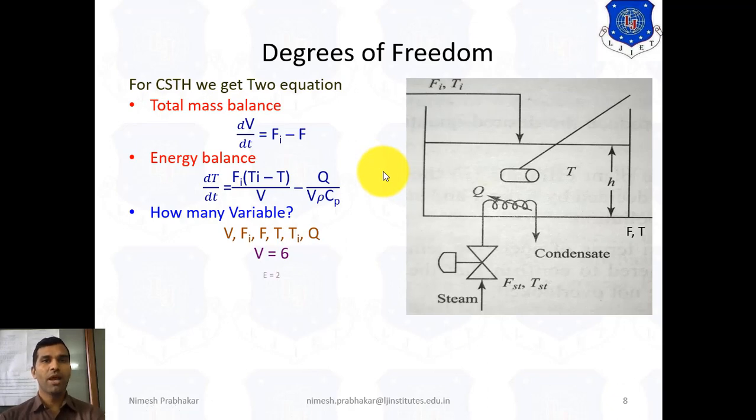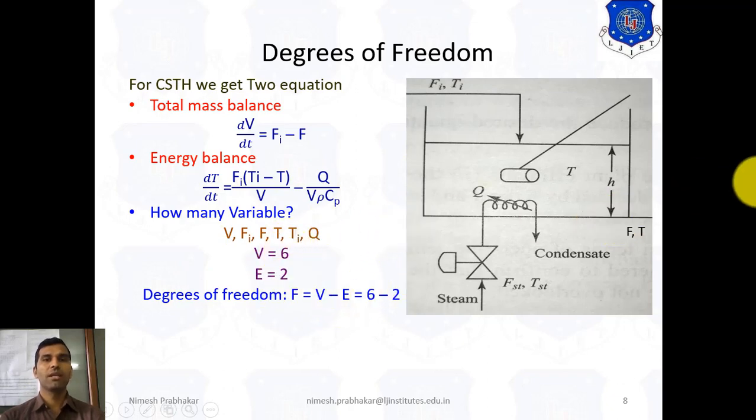So the total number of equations is 2. The degrees of freedom we can find by using this equation: F = V minus E, which is 6 minus 2. So we get the answer F equals 4. So here the degrees of freedom is equal to 4. This is the second case, which means this system is known as an underspecified system.